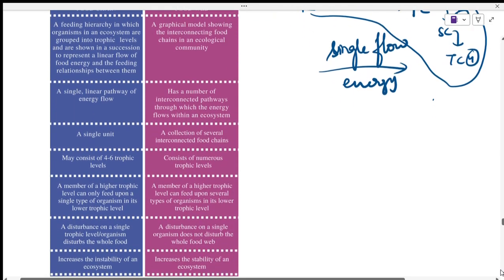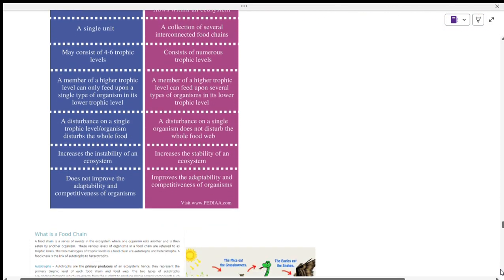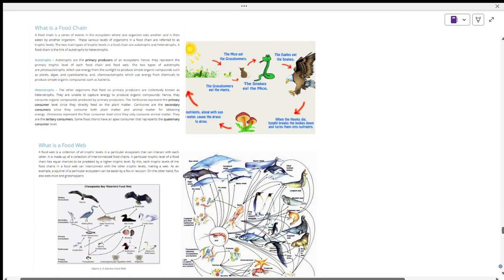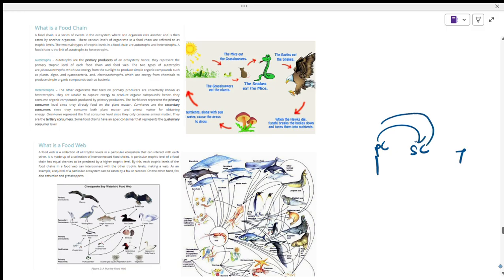But when it comes to the food web, see this, how complex it is. Primary consumers, secondary consumers, tertiary consumers. A primary can eat a secondary, a secondary can eat a primary, or a secondary can eat a tertiary, right?